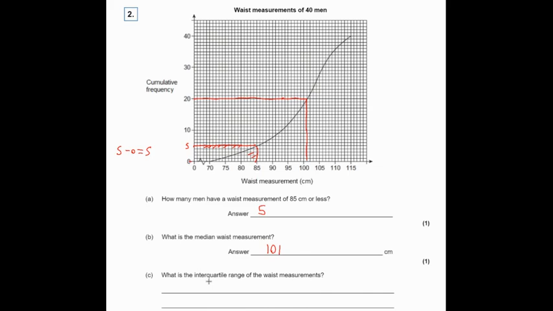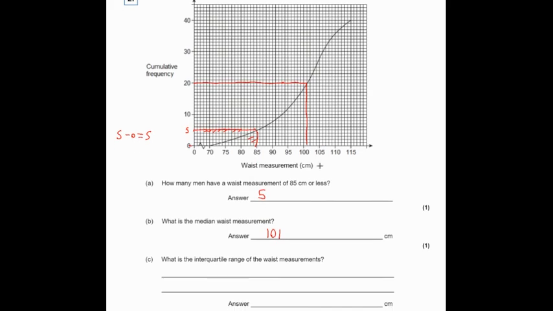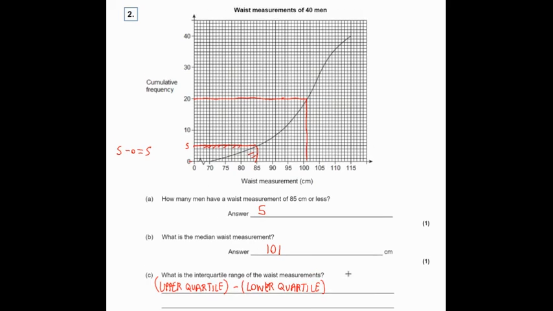Then it's asking, what is the interquartile range of waist measurements? So interquartile range is upper quartile take away lower quartile. Okay, so we've got upper quartile take away lower quartile.